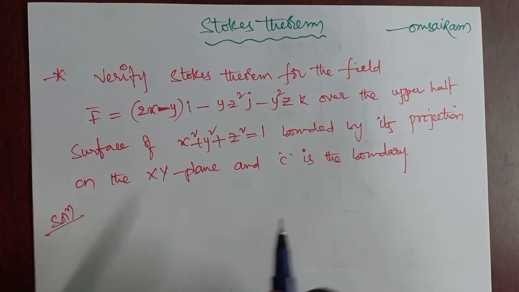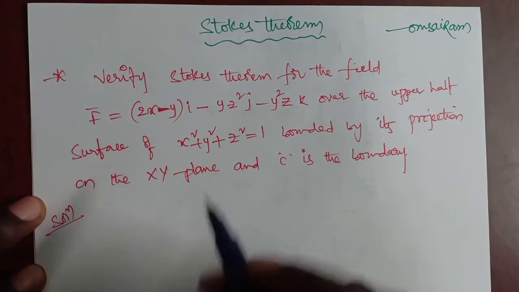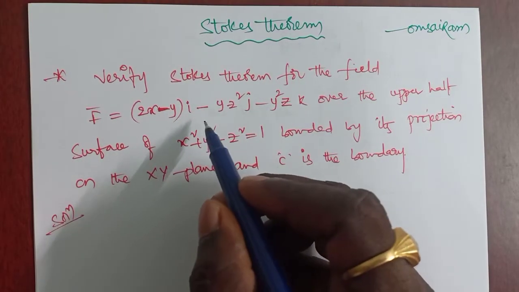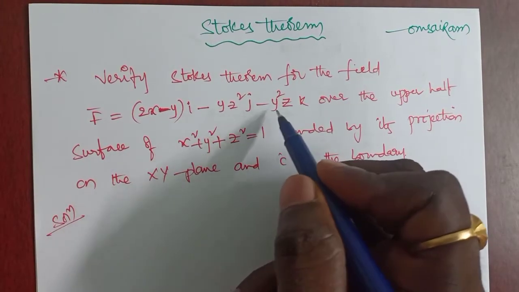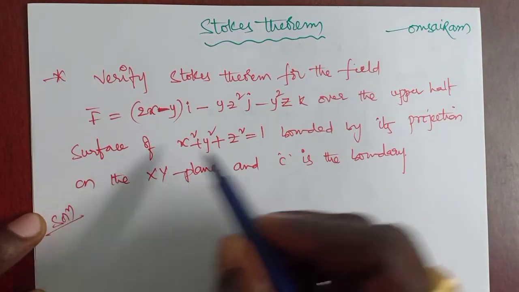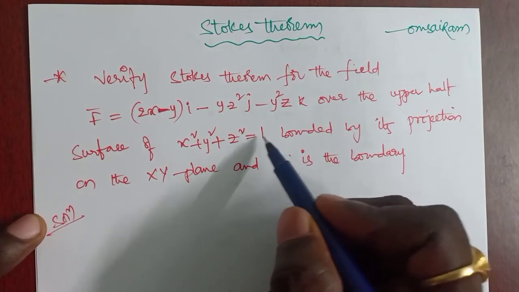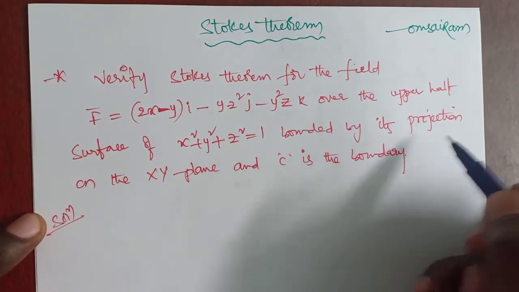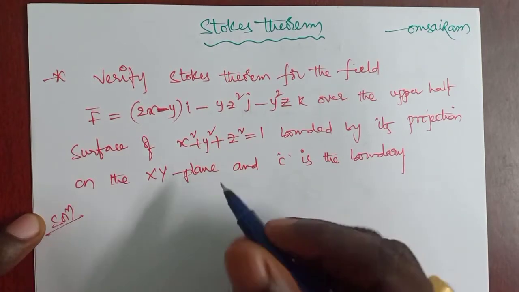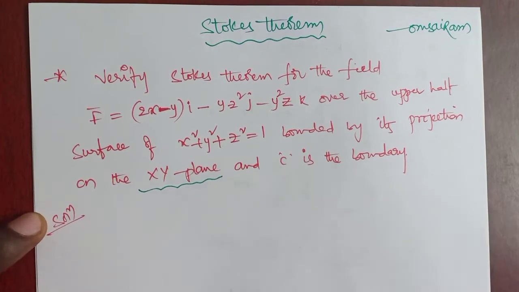So coming to the problem, verify Stokes theorem for the field f bar equal to (2x minus y) i bar minus yz square j minus y square z k over the upper half surface x square plus y square plus z square equal to 1, which is the sphere of radius 1, bounded by its projection on the xy plane. So clearly its projection on the xy plane, and C is the boundary.